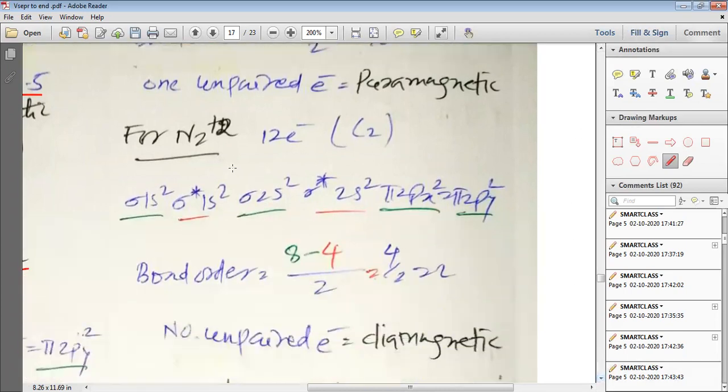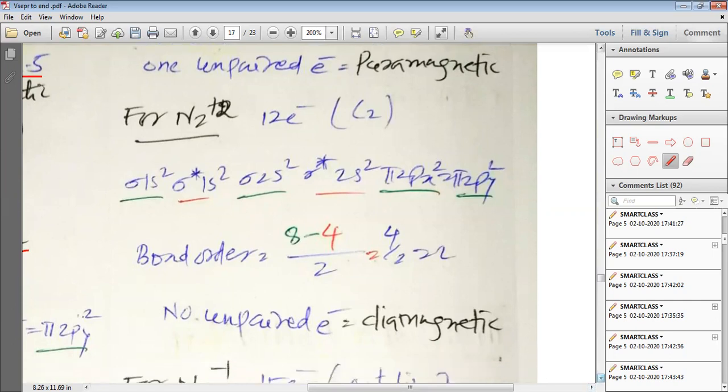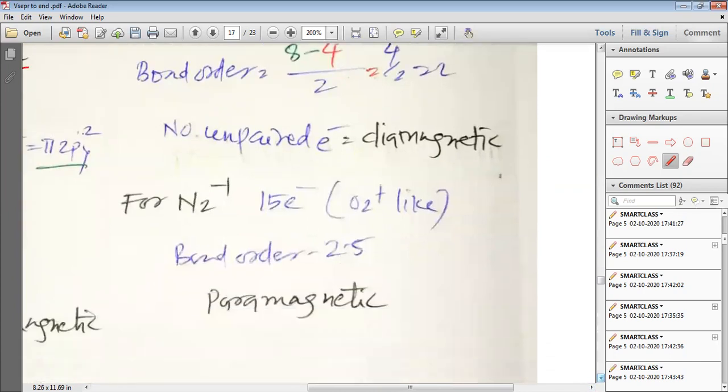But when we look at N2 plus 2, it has 12 electrons. It is very similar to C2. The electronic configuration is sigma 1s2, sigma star 1s2, sigma 2s2, sigma star 2s2, pi 2px2 equal to pi 2py2. Bond order is going to be 2, and there is no unpaired electron, and that is why it is diamagnetic in nature. And both the bonds in N2 plus 2 would be pi bonds.